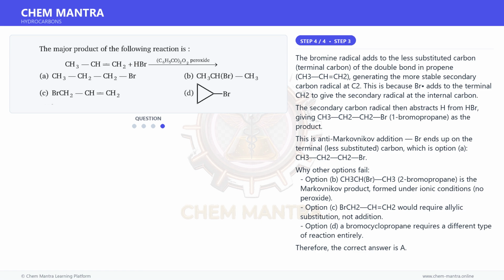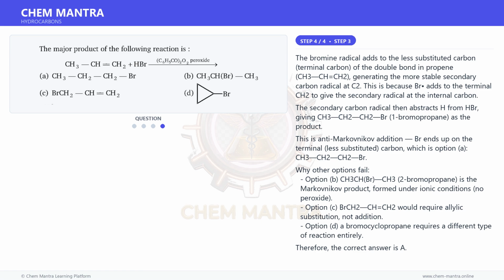The secondary carbon radical then abstracts H from HBr, giving CH3CH2CH2Br, 1-bromopropane, as the product. This is anti-Markovnikov addition. Br ends up on the terminal, less substituted carbon, which is option A, CH3CH2CH2Br. Why other options fail?